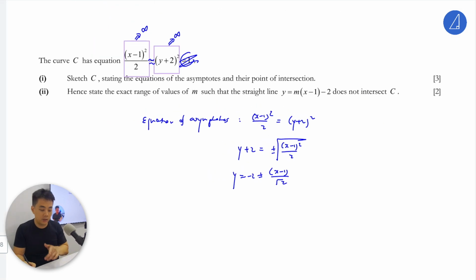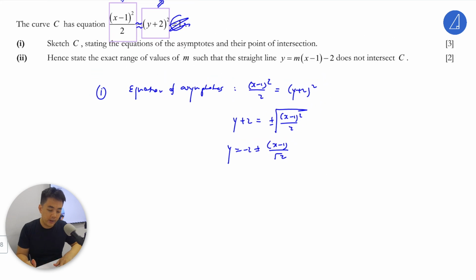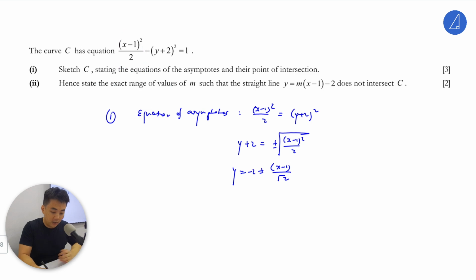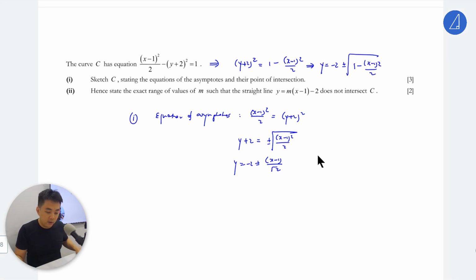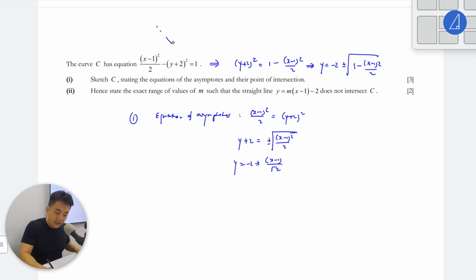Okay, so this is the equation. Now, state the equation of the asymptote at the intersection point. I think the main thing of drawing a hyperbola, if you're not sure how it looks like, just key in the calculator. Make y the subject. So here, you make y the subject as such. It will be y equals minus 2 plus or minus the square root of 1 minus (x minus 1) squared over 2. You just key in the calculator, and it will straight up give you the best shape of the hyperbola. So a hyperbola is either top and bottom or left and right.